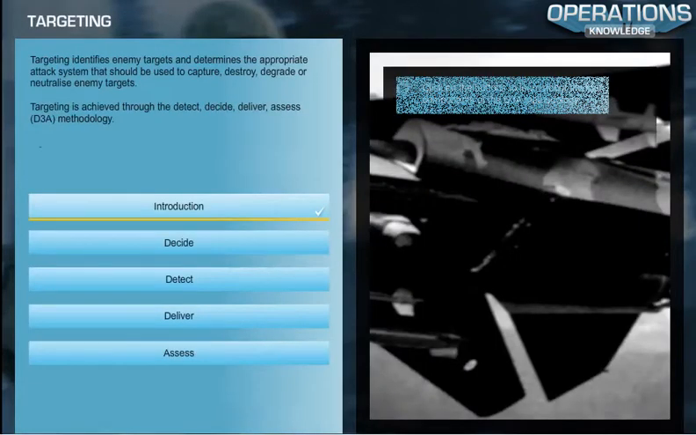Targeting is the process of identifying enemy targets and determining the appropriate attack system to be used to capture, destroy, degrade, or neutralize the targets in question. The emphasis of targeting is on identifying resources that the enemy can least afford to lose. Denying these resources to the enemy strips him of the initiative and forces him to conform to friendly battle plans. Targeting is achieved through the Detect, Decide, Deliver, Assess, or D3A methodology.